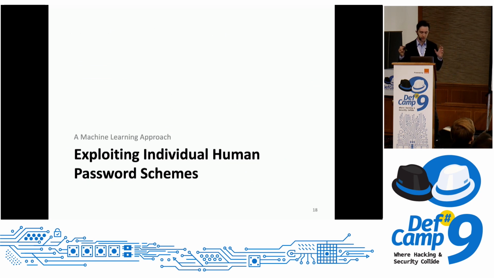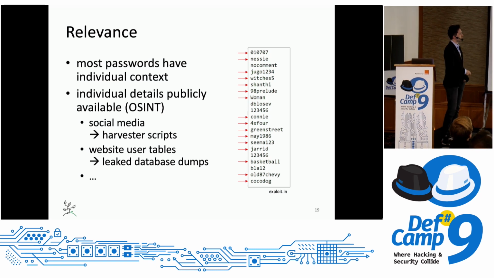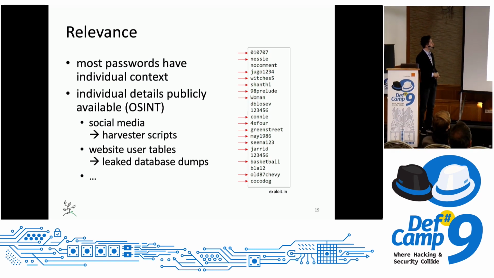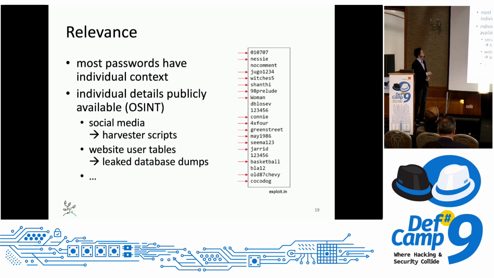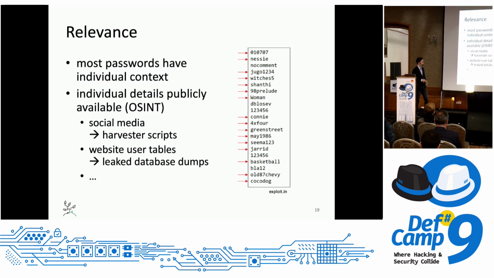Now I'm going to talk about the things I have done, and that's new. Basically, how to attack individual passwords. And why is this relevant? Why is individual information relevant in passwords? This is a sample of a leaked password list, and I just took a sample here and marked all the passwords where I think there is some individual context.